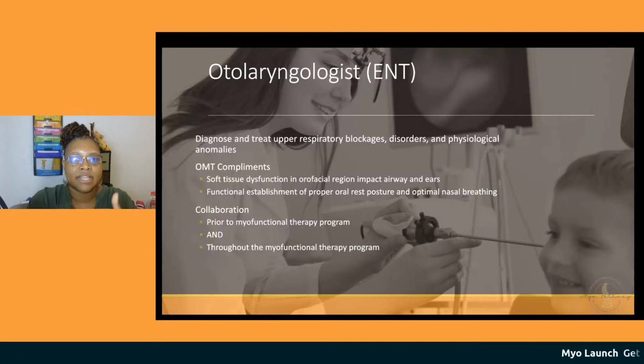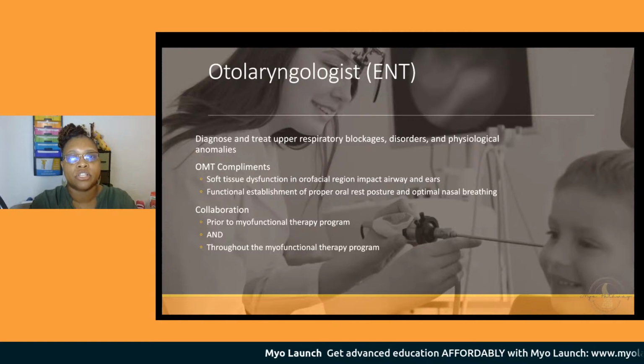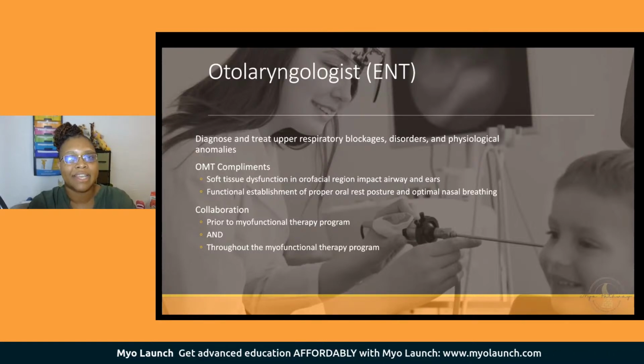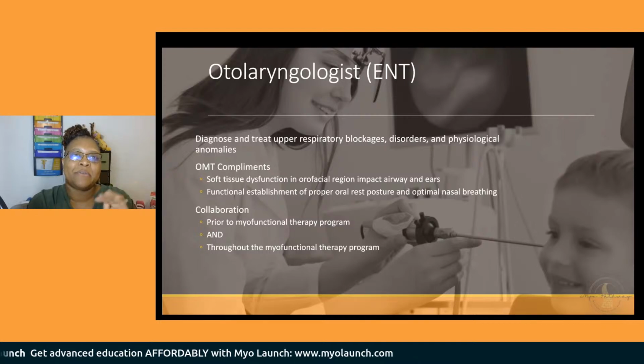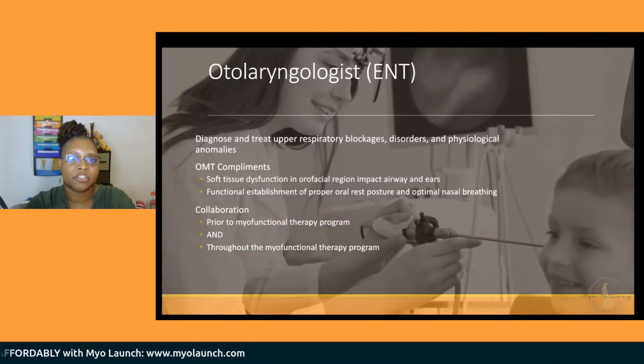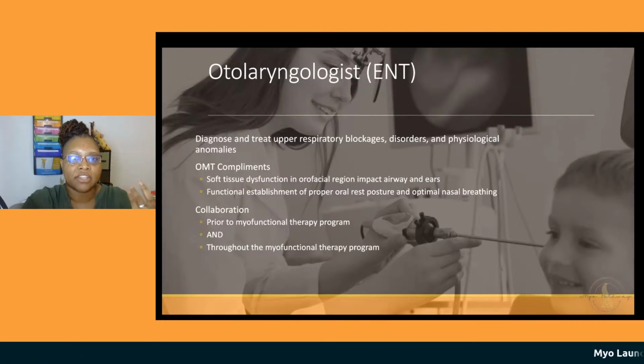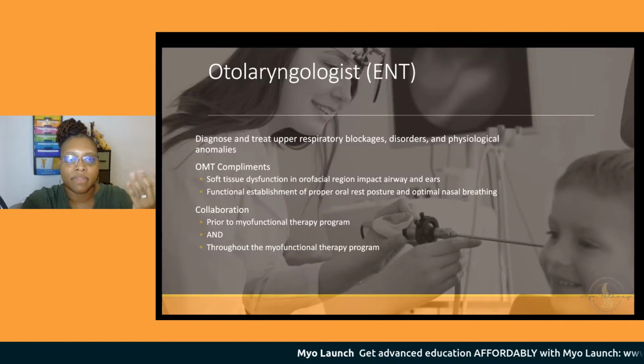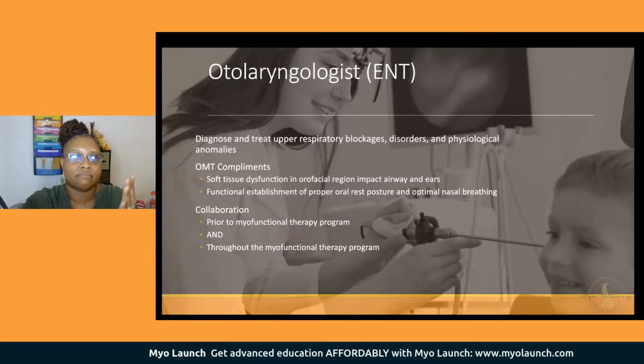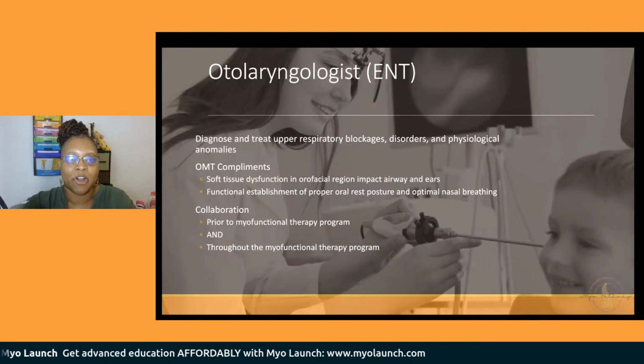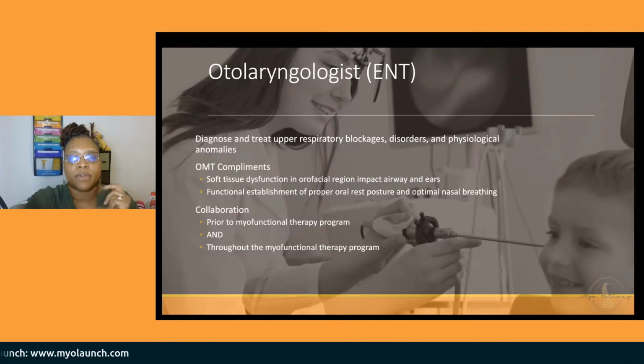Okay. You want to help them with establishing proper oral resting posture and optimal nasal breathing, because just removing tissue does not, in and of itself, help. We've seen it time and time again as myofunctional therapists. When you have tonsils or adenoids removed, it doesn't change anything in any way, shape, or form. That is going to be one of the biggest issues that you might come across with some of your ENTs and in conversations that you'll have with them. So prior to myofunctional therapy, throughout the myofunctional therapy program, it's incredibly important.